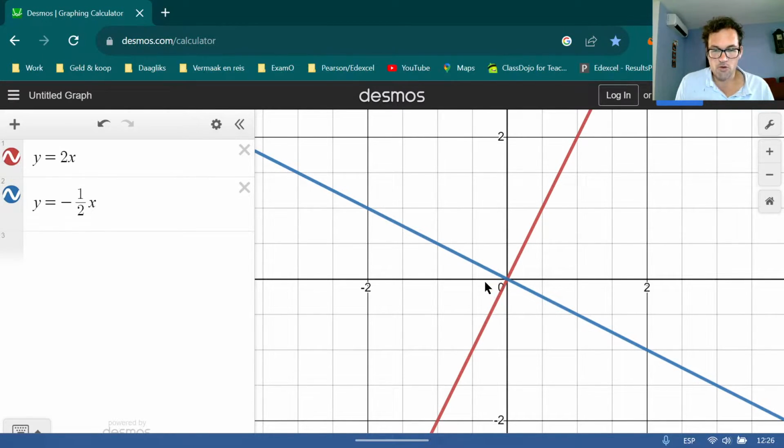Now for every 2 squares I go to the left, I go 1 square up. So from 1 to the side, 2 up, becomes now 2 on the x-axis, 1 up. That's it. That's why we invert and change the sign.